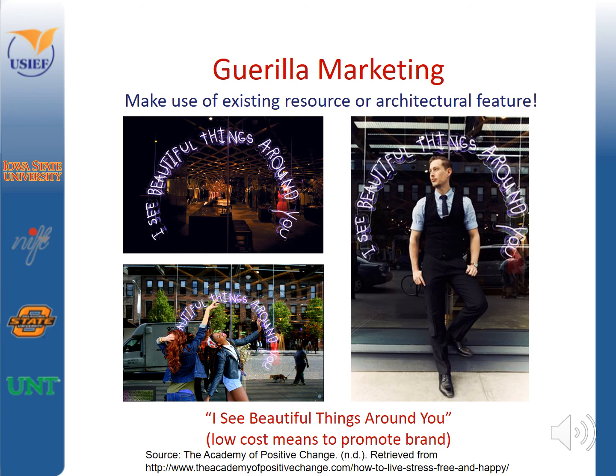Guerrilla marketing can occur in various different ways. Some types of guerrilla marketing make use of existing resources or architectural features. They can be appealing to the local market because they can take advantage of the local environment. Here's an example with the I See Beautiful Things Around You low-cost promotional campaign.